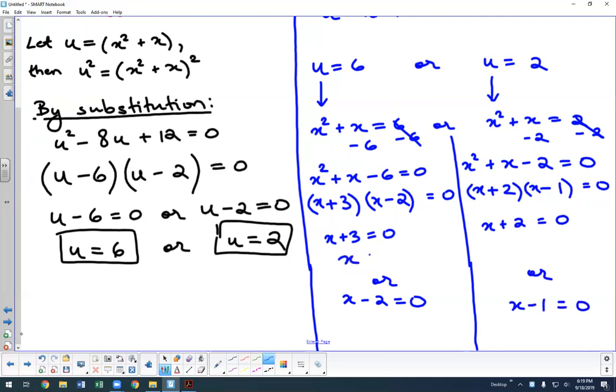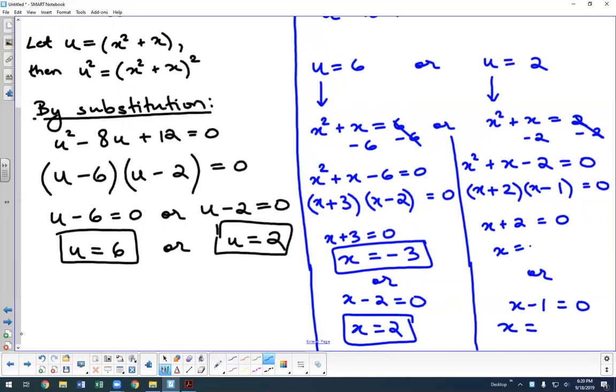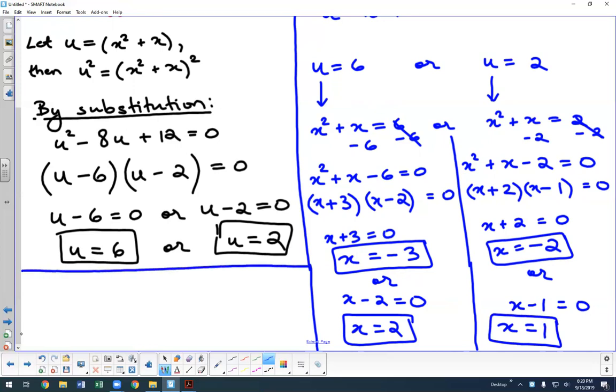So what are those x values going to be? X equals -3, x equals 2, very good. And then x equals -2, and x equals 1. And again, since we were dealing with a 4th degree polynomial, you can see we ended up getting 4 numbers in our solution set. So we've got -3, -2, +1, +2.